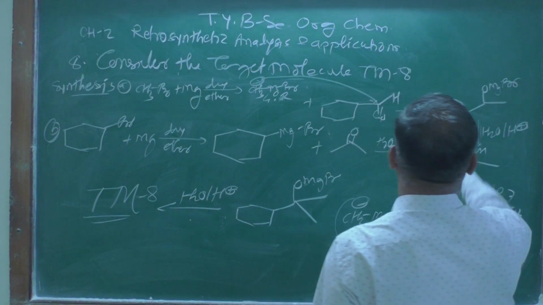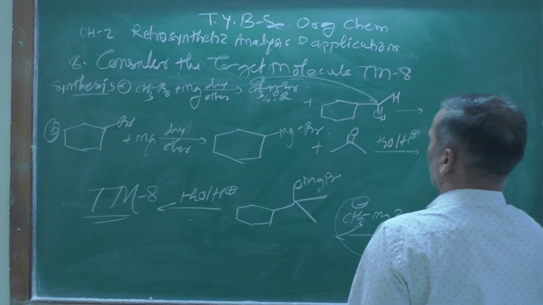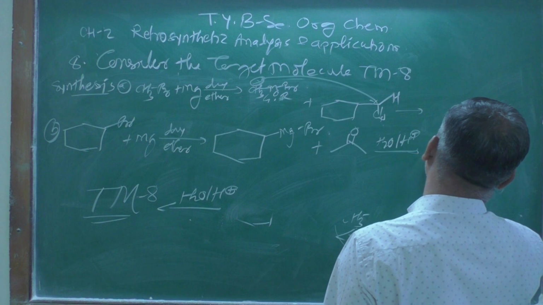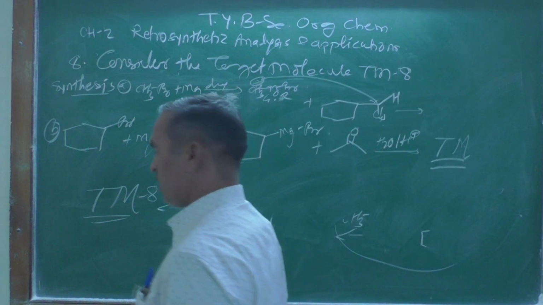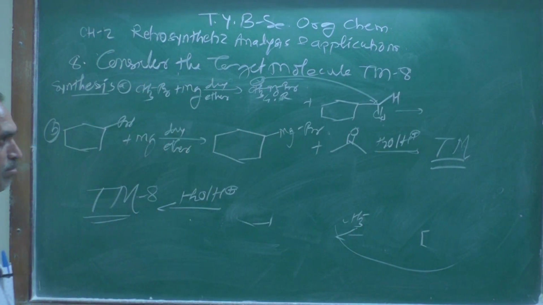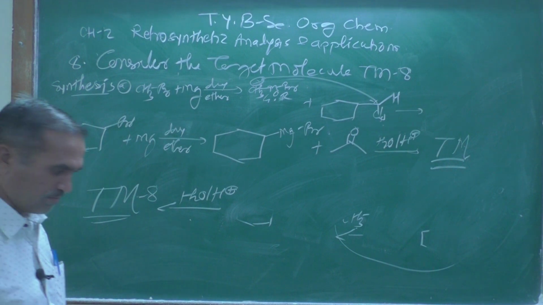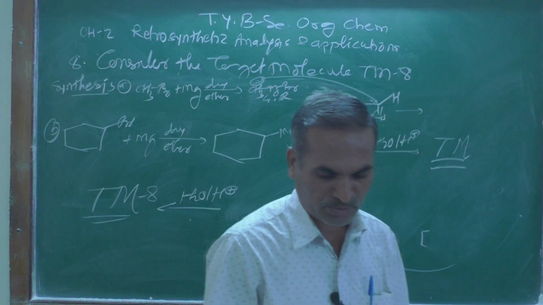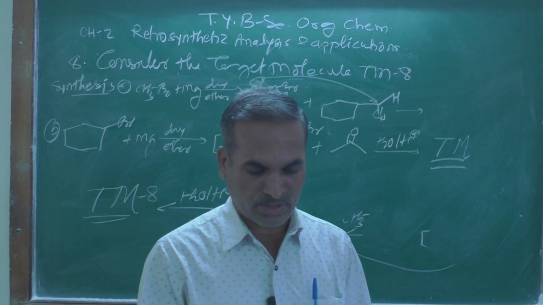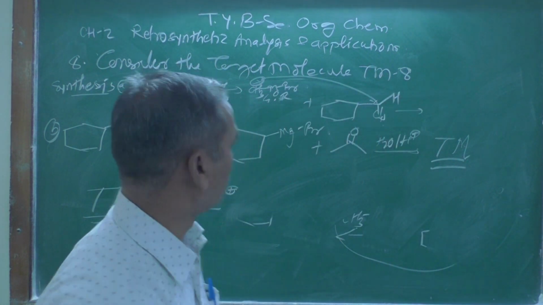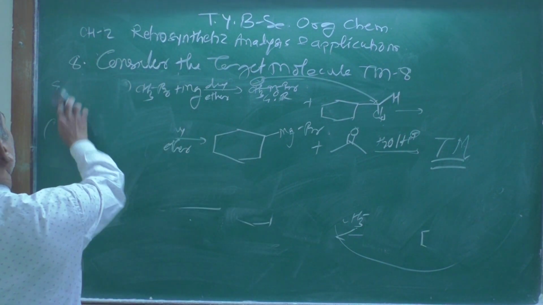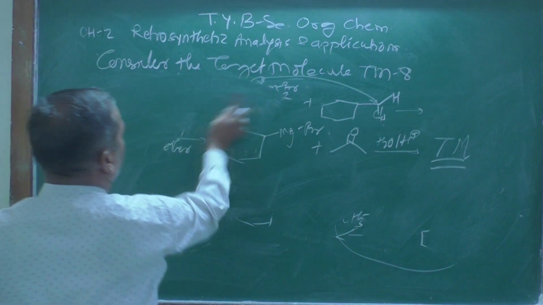What do you get? The resulting compound is the target molecule here, a tertiary alcohol. This is another way, and that is the better way. The number of steps is decreased, and there is a high-yielding possibility for that compound. So this is what we have seen as target molecule number 8. Now let us see the next one.